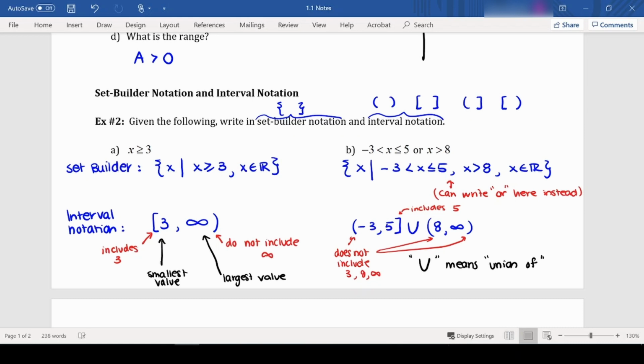All right. So what this tells us is we have these two chunks of the domain that we must consider both of. If there was an upside down U, those of you who might take computer science or engineering might see that upside down U, and that means intersection of, meaning those two domains would overlap. This U means union of, we're including these two parts of the domains together. Both of them must be included. You can't just have one or the other. All right.